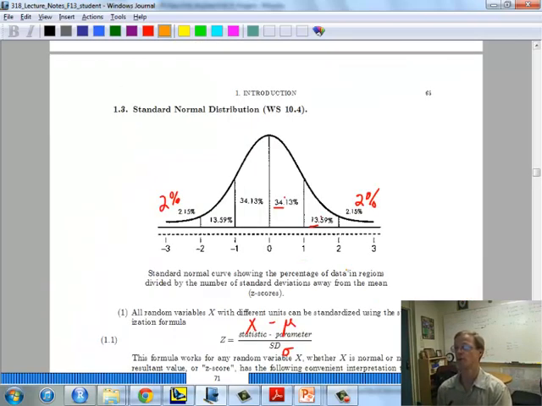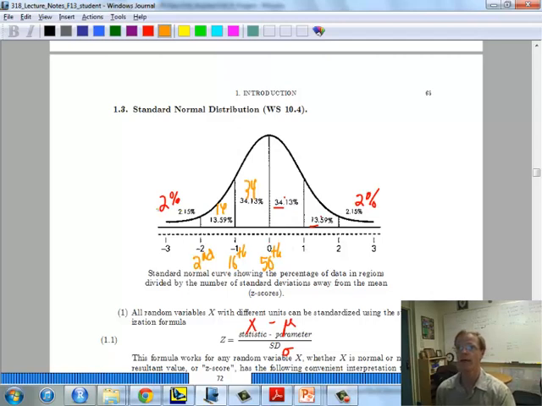Now, just a word on percentiles. -2 z-score is at about the 2nd percentile. It's greater than 2%. It's below 98%. -1 is 2 plus, we'll round this again to 14. Okay, 2 plus 14. That's at the 16th percentile. And then 0 is at the 50th percentile. That's the median, as we said.